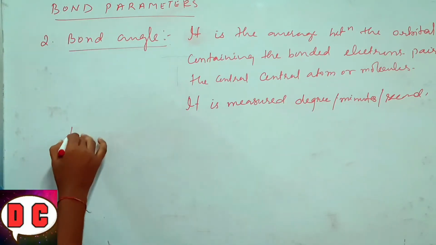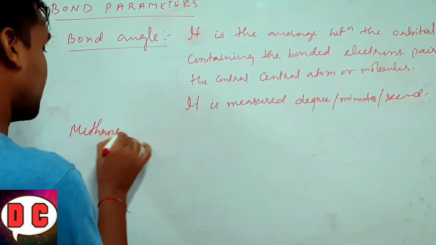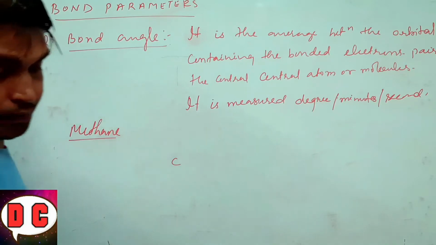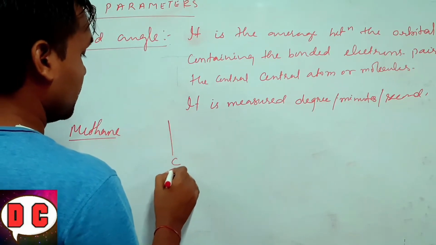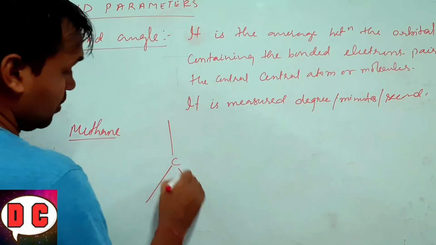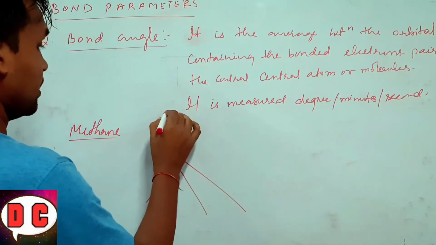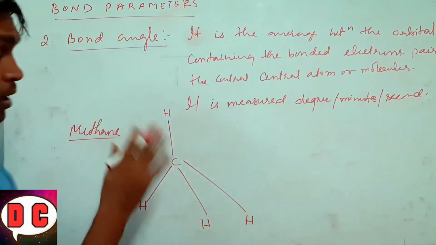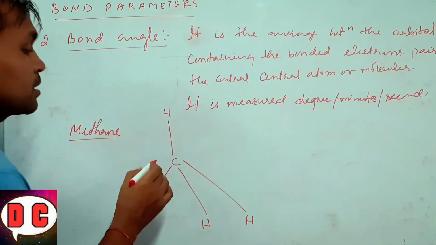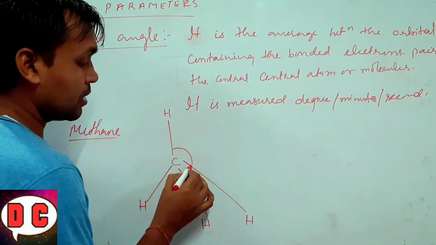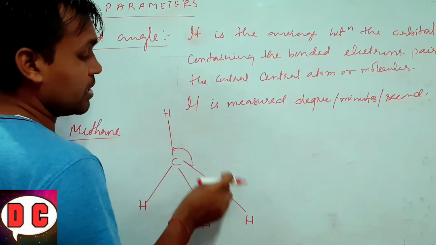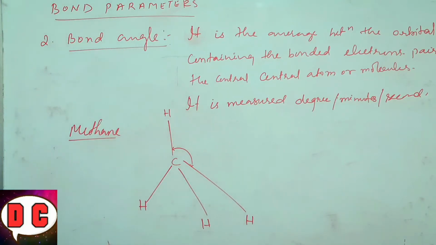For example, methane. If you see the structure of methane, there is 1 carbon and 4 hydrogens: H, H, H, H. So what is the bond angle here? The distance between the two bonded pairs, this is one bonded pair and this is another bonded pair, we call it the bond angle.